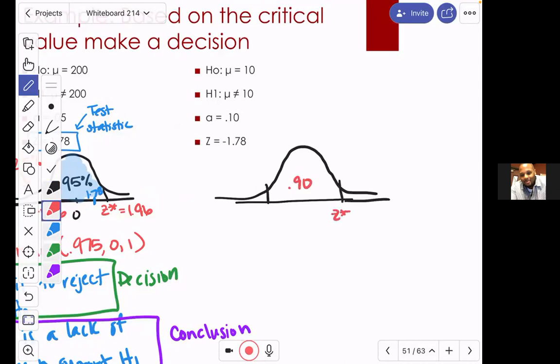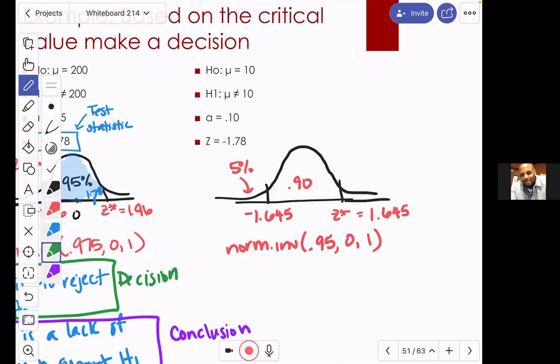Calculate the Z star for that. So how much sits on this side then? 5%. So I want to do norm.inv, 0.95. We've already calculated this value too. This Z star is equal to 1.645. This one would be negative 1.645. I got that.